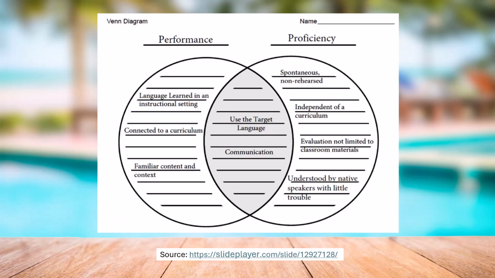Here's another strategy to help your students understand performance versus proficiency. You can give them a blank Venn diagram and then share this image with them. Next, you'd have students rephrase the ones that they see, allowing them to put in their own words similarities and differences between performance and proficiency.